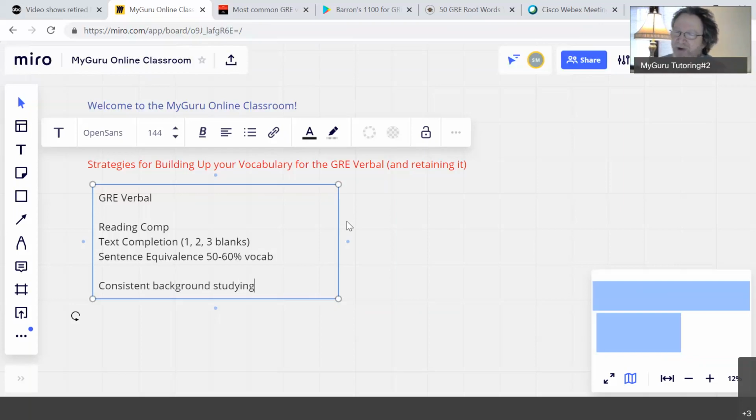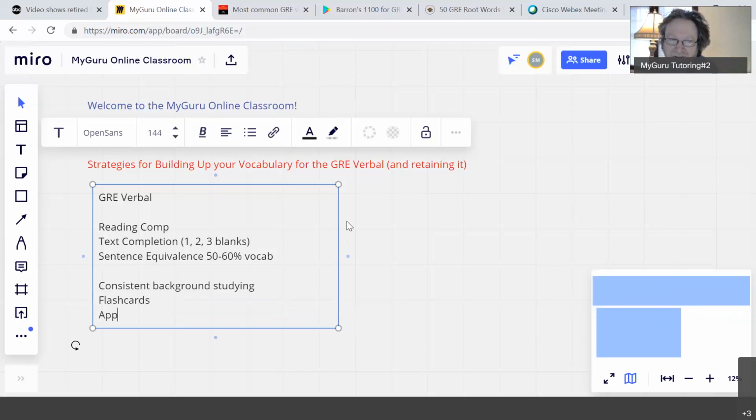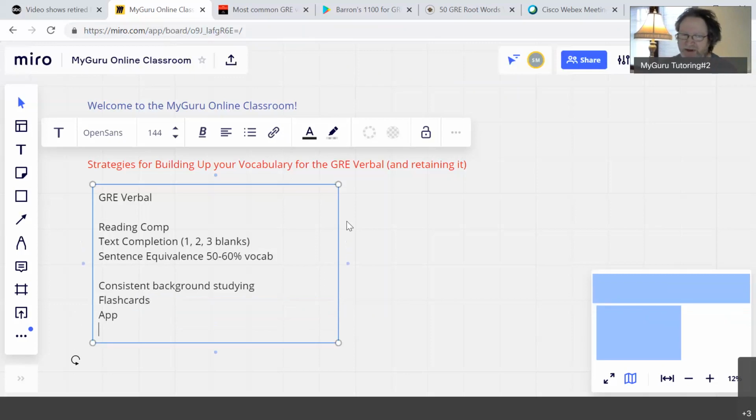There are a million ways. It depends on who you are and what your learning style is. Whether you use flashcards, whether you use an app, what I did, I just printed out word lists. Whatever you do, you want to be methodical.